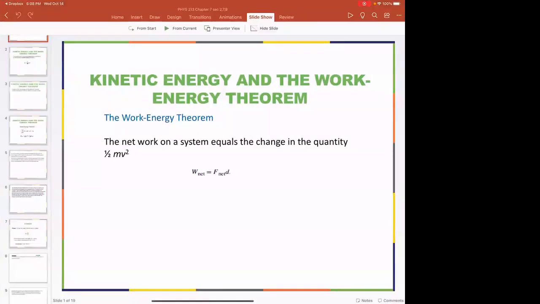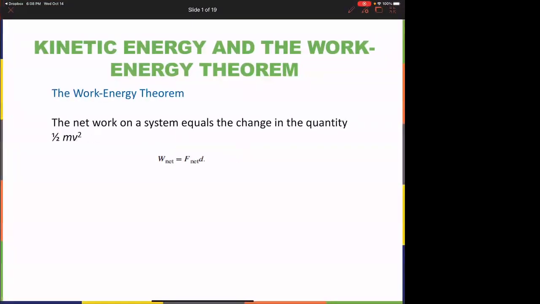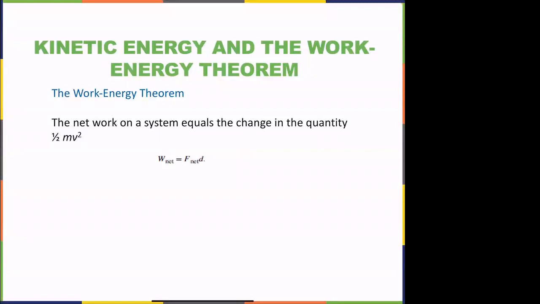All right, so this is what we're doing today. We are going over the work energy theorem. The work energy theorem gives us a relationship between work and velocity. So here's our formula we learned last time. And remember that F equals ma, and work equals force times distance, right? So if we do this out here, we can say work net equals mad.